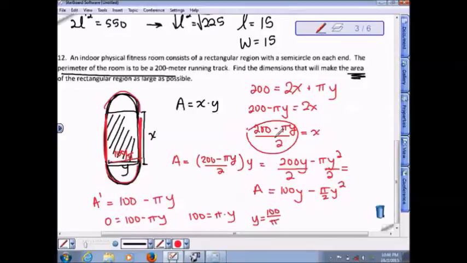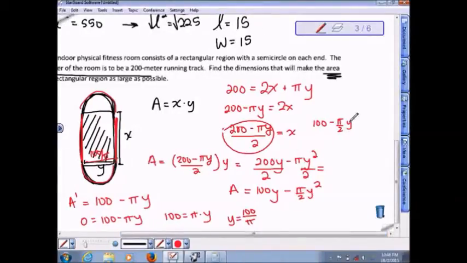x right here, if we wanted to again make this maybe a little bit easier, x is equal to 100 minus pi over 2 times y. But we know that y is equal to 100 over pi. Pi's cancel. 100 over 2 is 50. 100 minus 50 is 50. So this has a length of 50 meters. So 50 meters here, 100 over pi meters on that dimension.